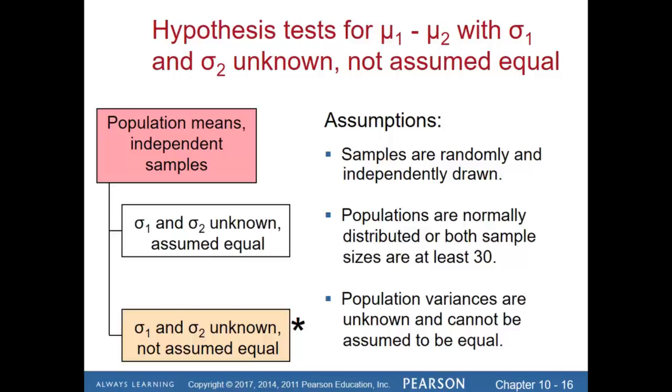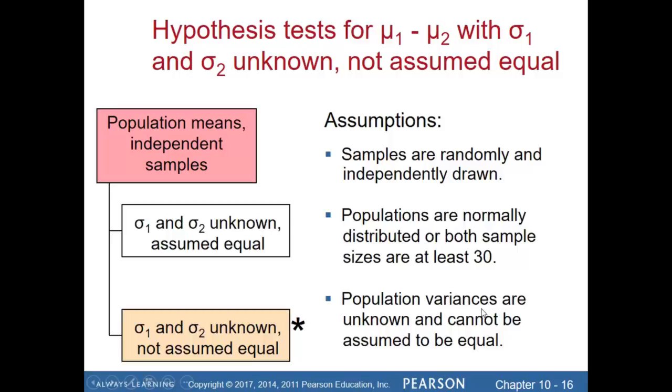We need to be able to assume that the populations are normally distributed, or that we have large enough sample sizes, at least 30, so that we can rely on the central limit theorem to tell us that we have a normally distributed sampling distribution that we're pulling from. So those are the base assumptions, and these are the same base assumptions that we had with our pooled variance t-test. The place where we are different here is that we can no longer make the assumption that the variances of the two populations are equal to one another.